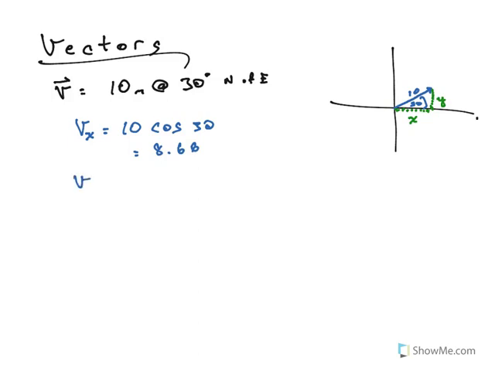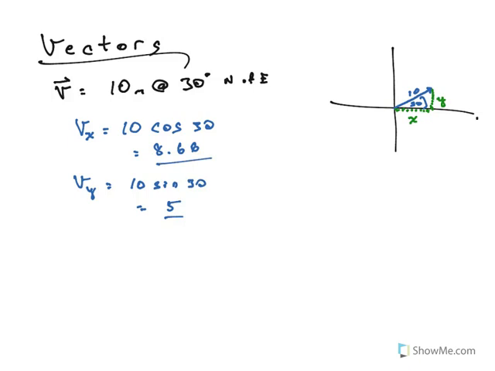And then if I want the y component, I take the magnitude, 10. And now I'm looking for the y side. That's opposite. Opposite goes with sine, so it's 10 sine 30, which gives me 5. So now I have my components.